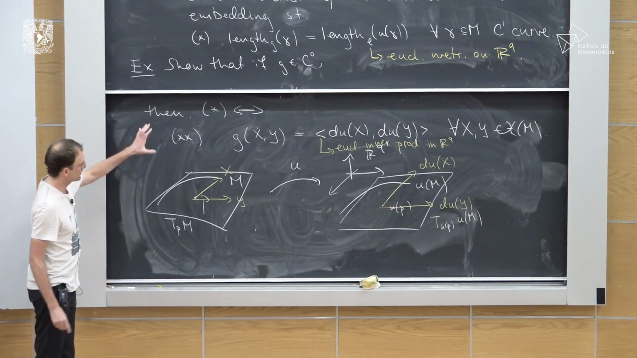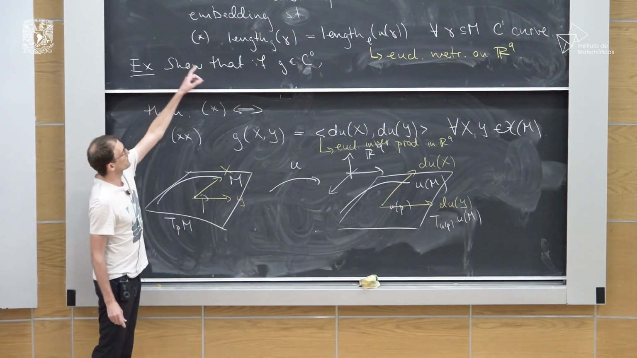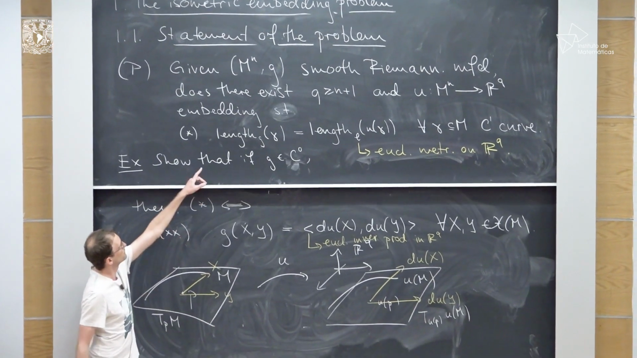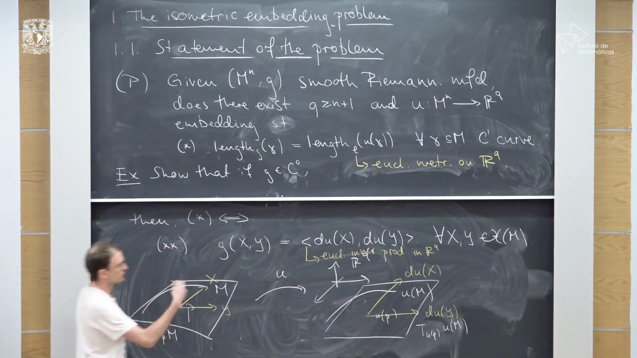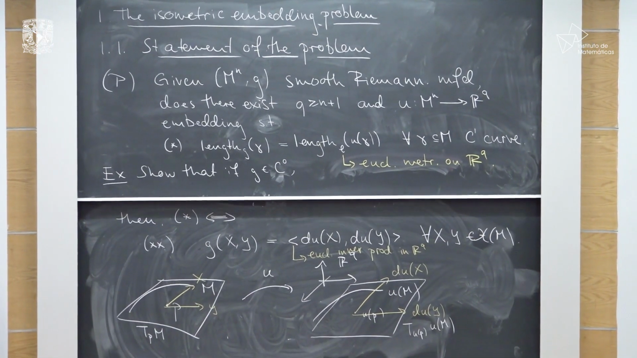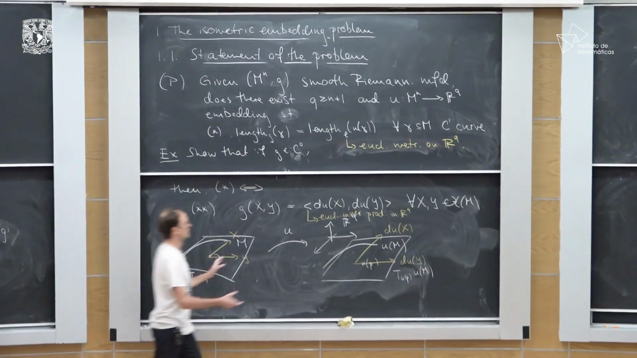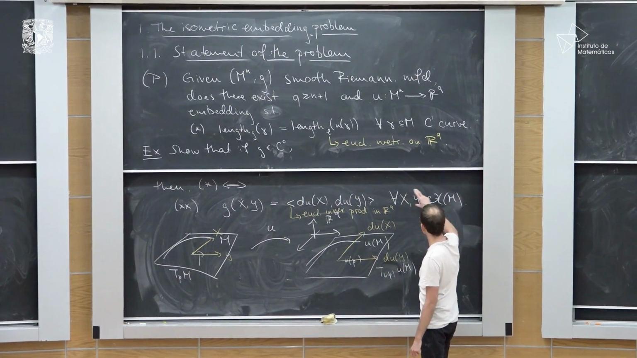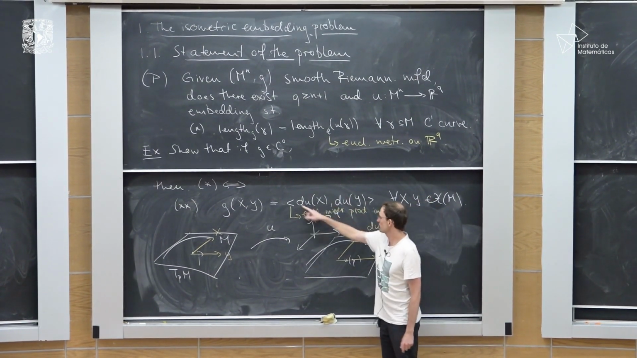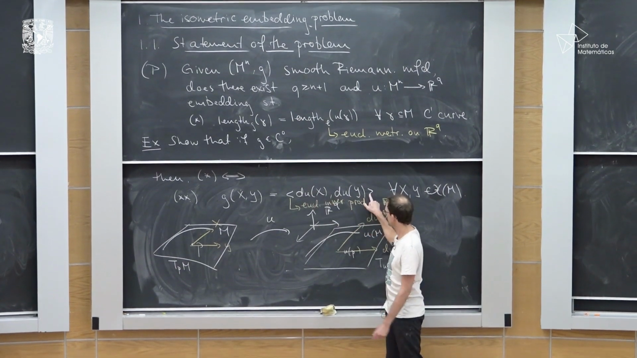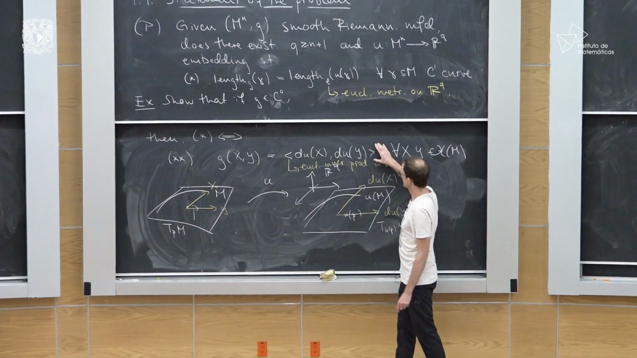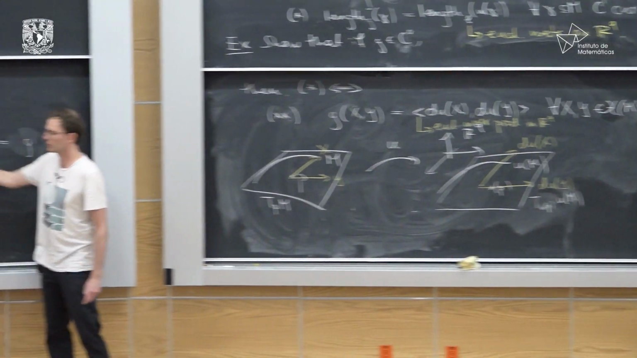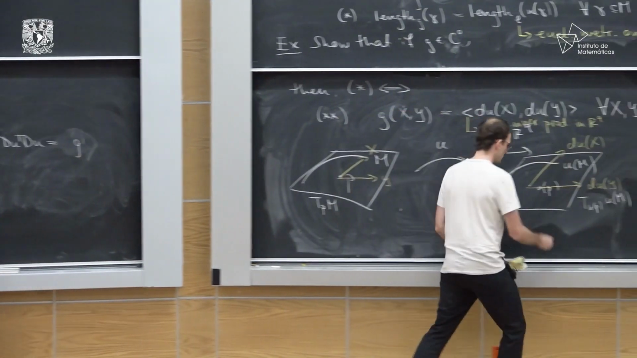And it's an exercise to check that this is equivalent to the condition over here, that as soon as you take a curve on a manifold, you compute the length with the help of this metric G, and you compute the length of the image, they should agree. So this map, which takes two tangent vectors x and y and associates this number, the Euclidean inner product of the images, this is the induced metric. In coordinates, this is just this metric over here.